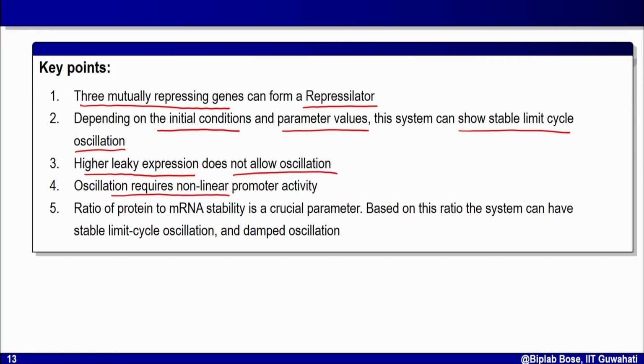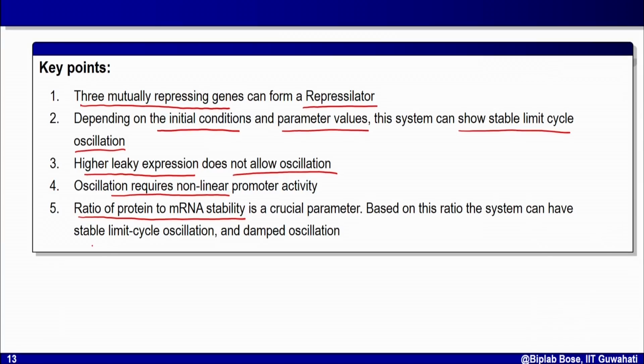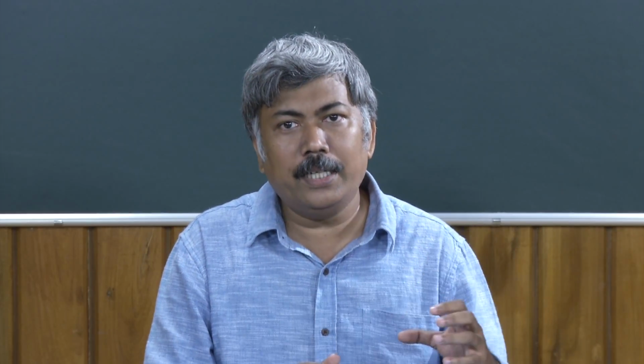And finally, one key issue we have discussed through simulation is that the ratio of protein to mRNA stability is a key parameter. If you decrease the ratio, that means you are increasing the stability of the protein, decreasing the stability of the mRNA, rather than getting a stable limit cycle, you get a damped oscillation. So based on this relative stability of protein with respect to mRNA, either you will get a damped oscillation or you will get a stable limit cycle oscillation.